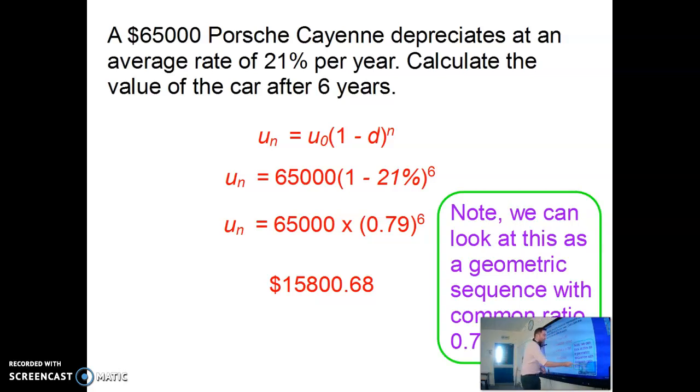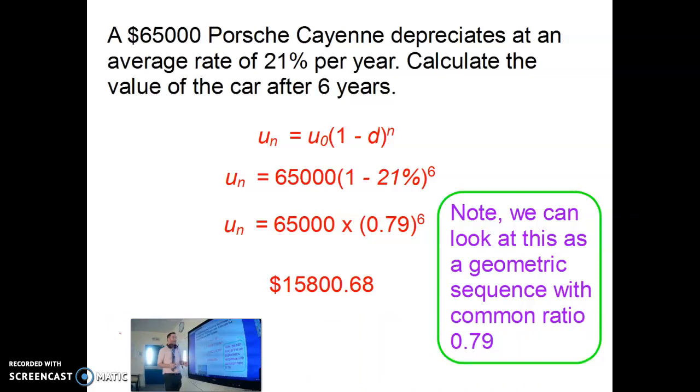One thing I do want to point out is that when we're talking about depreciation, or inflation in fact, we can look at these as geometric sequences because we're multiplying by the same amount each time. In this case, I'm multiplying by 0.79. So if I looked at year 0, year 1, year 2, year 3, year 4, I'm actually creating a geometric sequence with all of the values of that car over the years. So that is a way you can look at these.